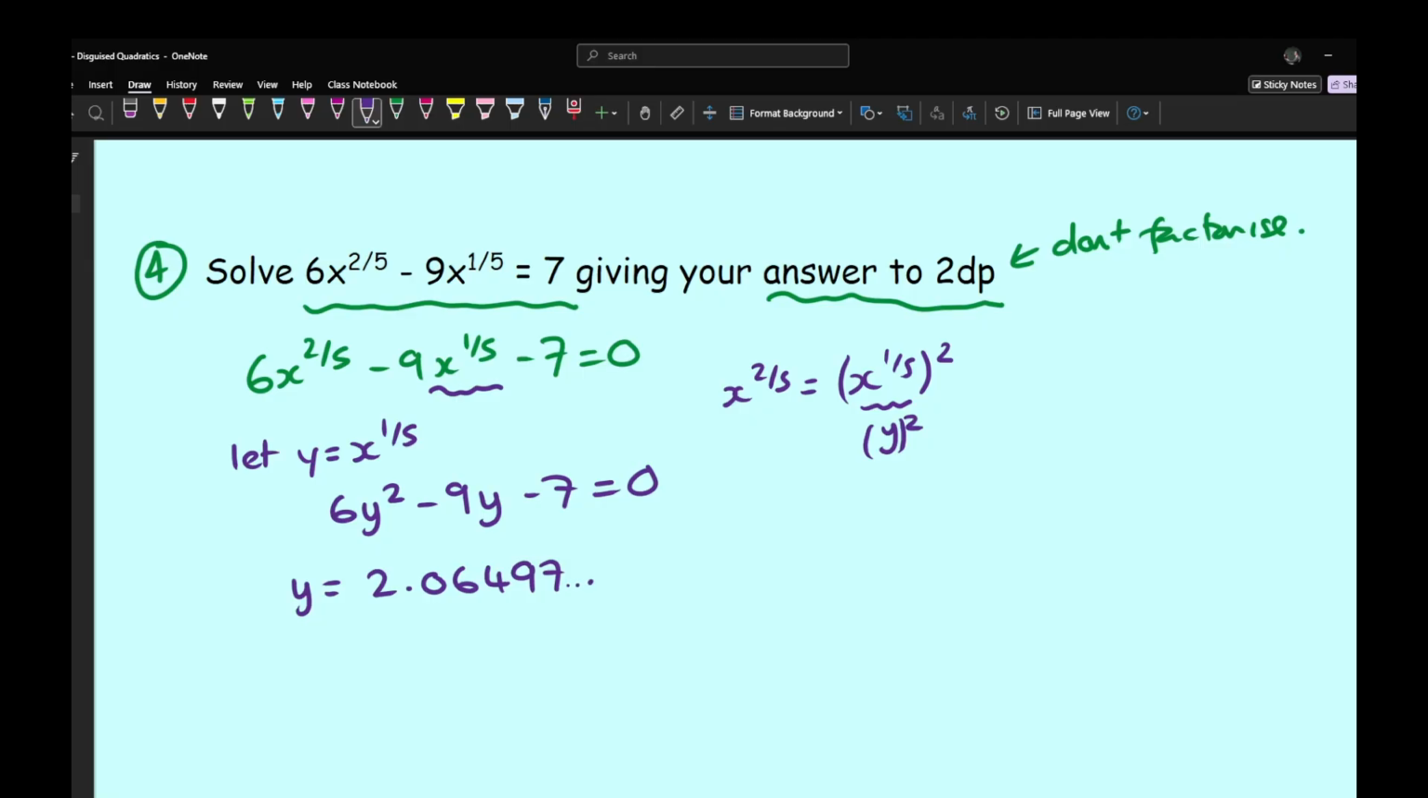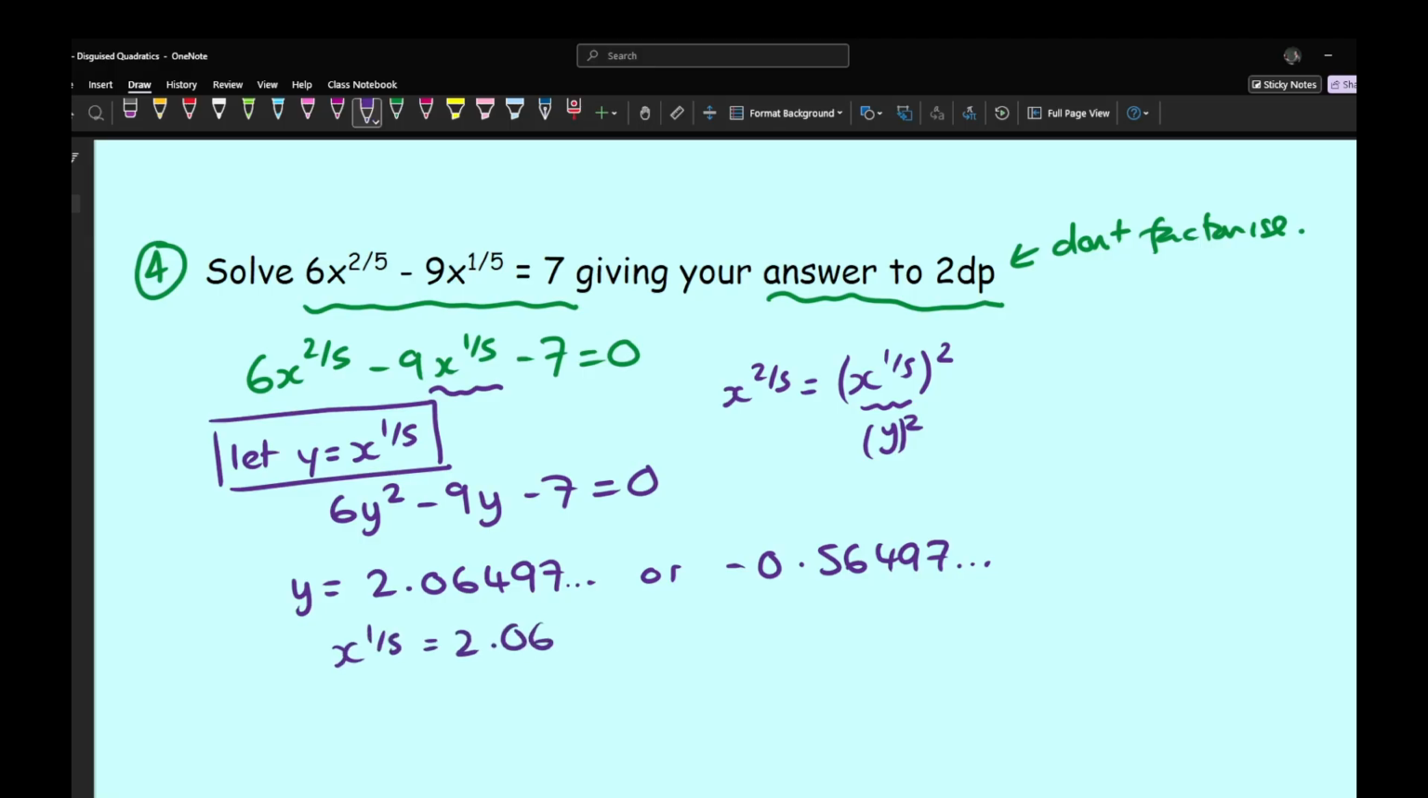2.06497 and so on, or I get a solution of minus 0.56497 and so on. Now again, that's solving for y, but now I need to substitute my x back in. So x to the 1/5 is going to equal 2.06497, or x to the 1/5 is going to equal minus 0.56497, and 1/5 is the same as a 5th root.